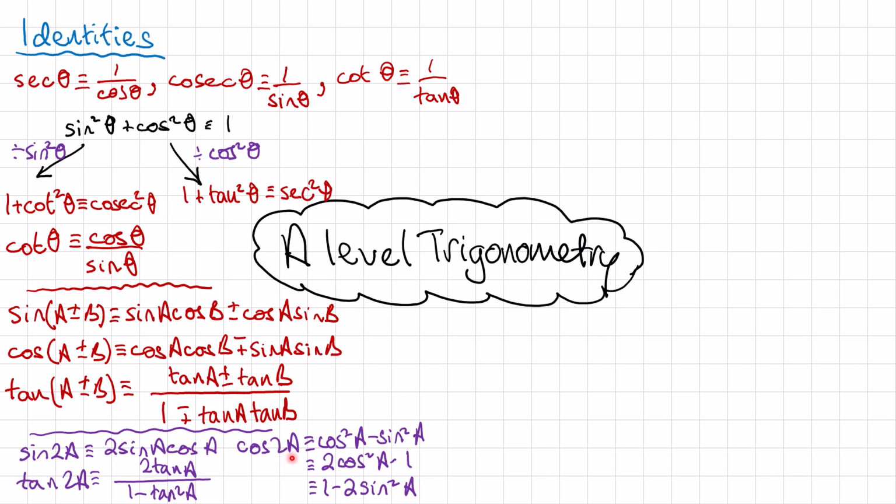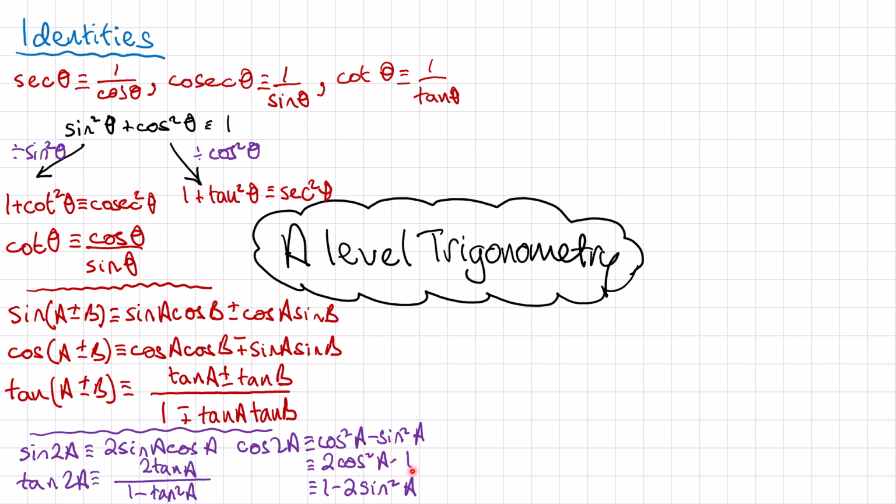And cos 2A comes in three forms. Cos squared A, because you'd have cos A times cos A, minus sine A times sine A, so that's sine squared A. And if we use the identity sine squared plus cos squared is 1 and make substitutions, we can write cos 2A also as 2 cos squared A minus 1 and 1 minus 2 sine squared A.